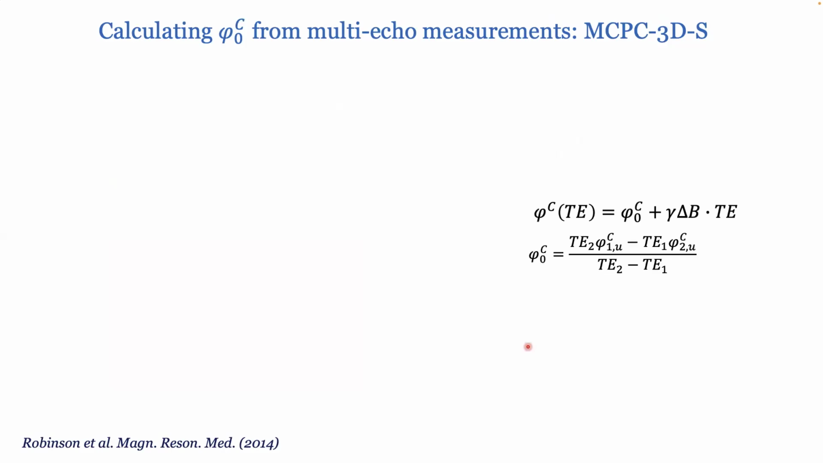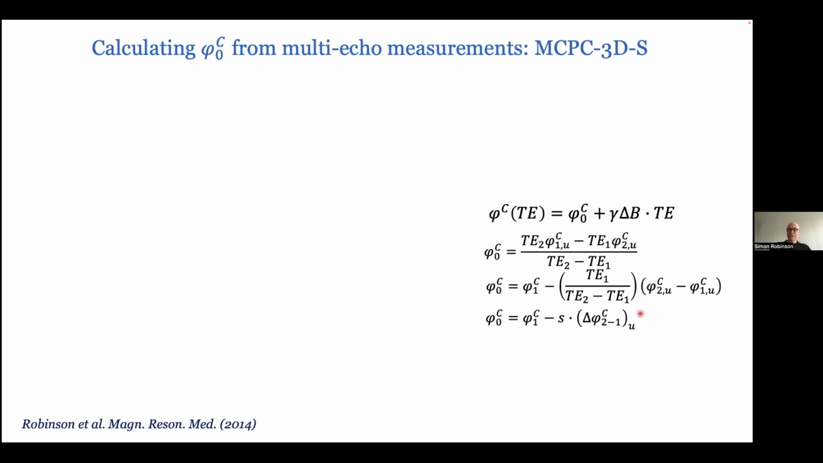So we can calculate this phase offset if we've got multiple echoes. If we write down the same equation again, but for the 2 echo times, and rearrange to solve for the phase offset, we can see that it's just related to the unwrapped phase at the first echo and the second echo, scaled by the echo times. So we can rearrange that slightly to take out the first phase, and then we've got the scaling factor and the difference between the phases at these 2 echo times. And that's the same for all coils here.